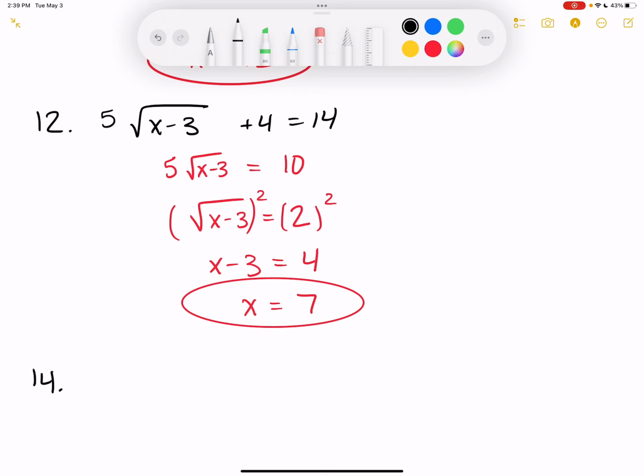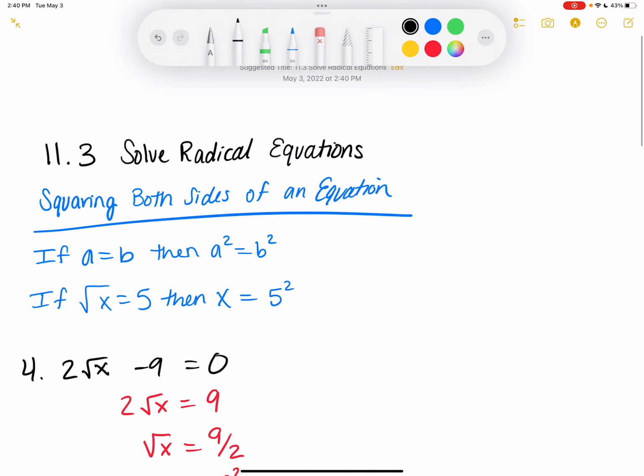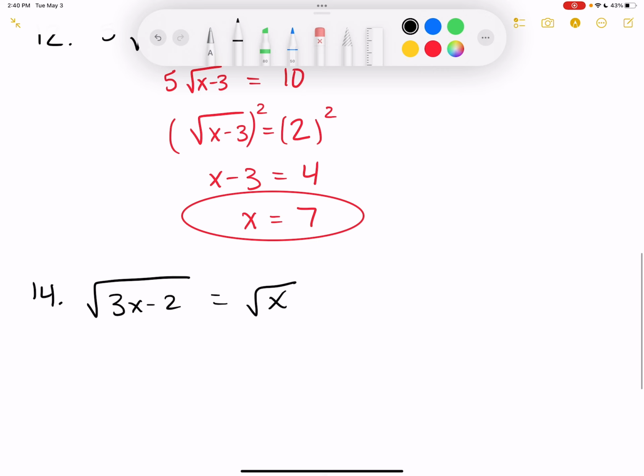All right, 14. Getting a little crazier. Square root of 3x minus 2 equals the square root of x. Alright, so hear me out. So what we're going to do is we're going to square both sides first.